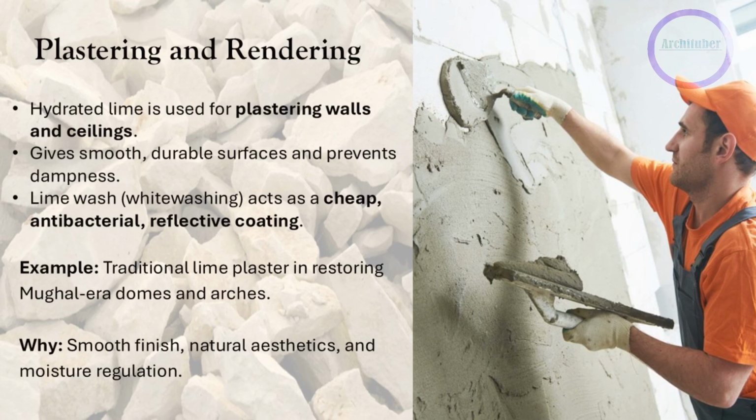And if you have to discuss an example, in traditional architecture, lime plaster is used for restoring Mughal era domes and arches. And why has it been used? Because of its smooth finish, natural aesthetics and its moisture regulation.